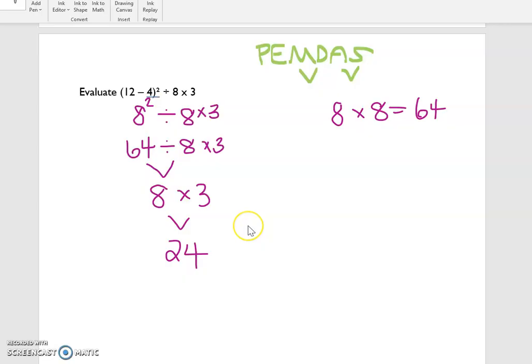So in these examples, hopefully you've seen how to apply the correct order of operations. You are open to use PEMDAS to help you with that, as long as you're keeping in mind that multiplication, division are done together, as well as addition and subtraction.